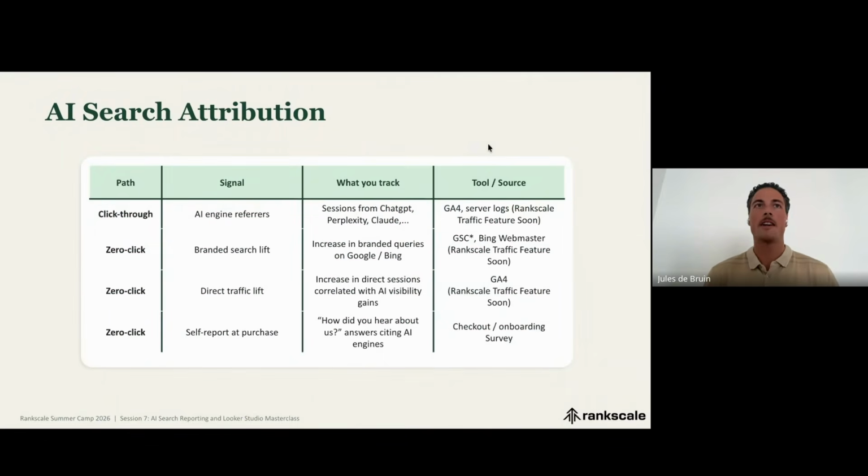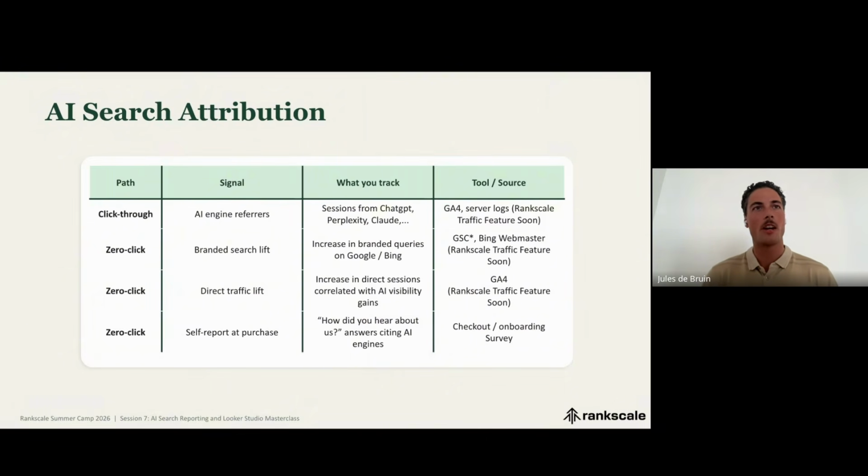So first of all, AI search attribution. We have 4 different paths of attributing potential conversions, demos to AI search initiatives. The first one, very easy, the click-through. So the AI engine refers. And then, of course, we can see where they come from. Do they come from ChatGPT, from Perplexity, from Claude? You can check this in your Google Analytics as well as in your server logs.